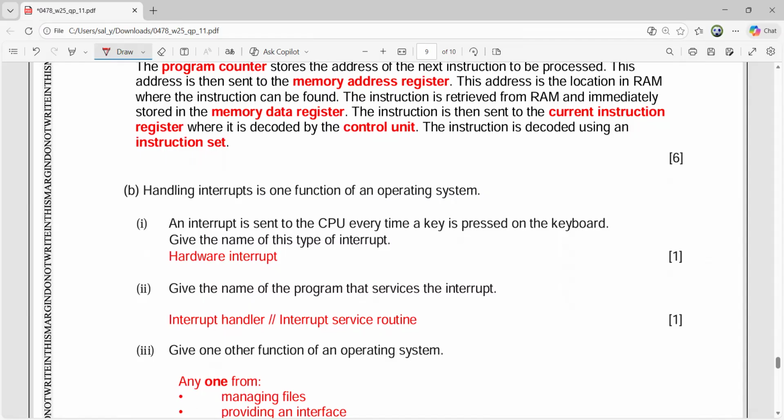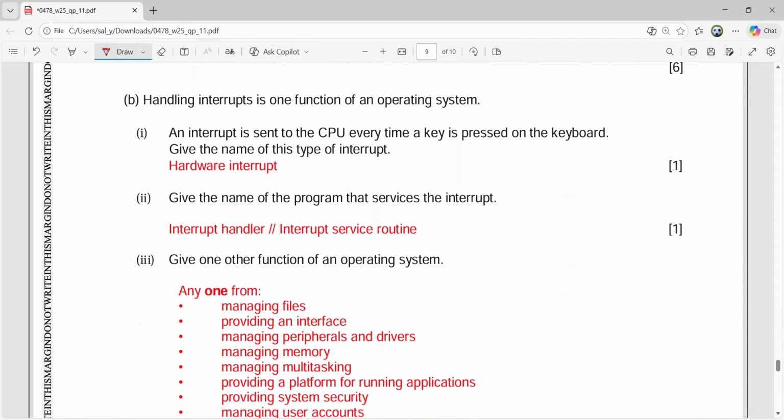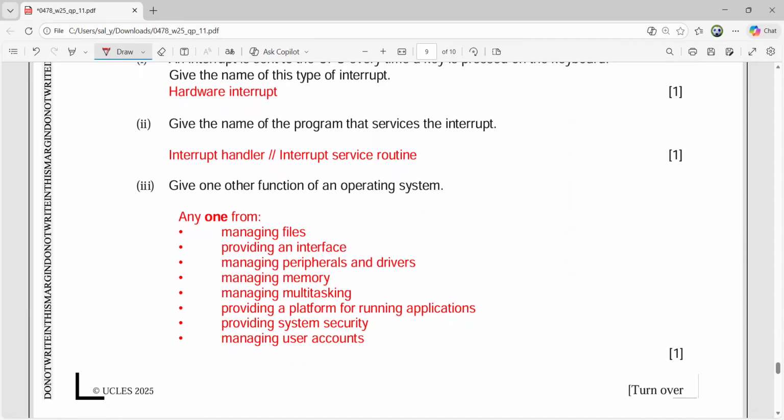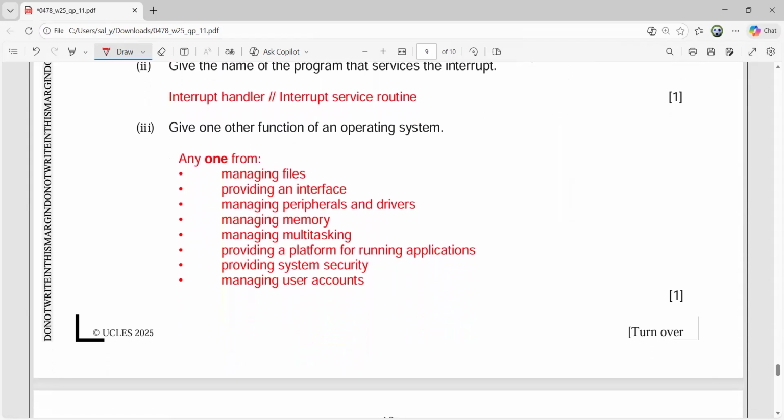Give one other function of an operating system. One is given as interrupt handling. So what can a student write? He can say managing files, providing an interface, managing peripherals and drivers, managing the memory, managing multitasking, providing a platform for running applications, providing system security, managing user accounts. So if you have written any of these points, then 1 mark is going to be yours.